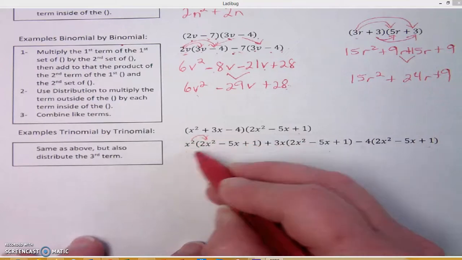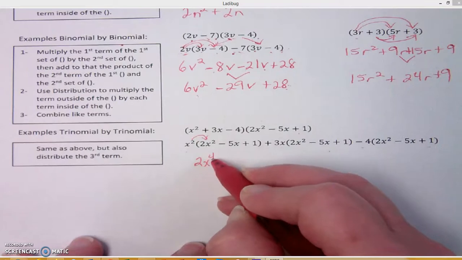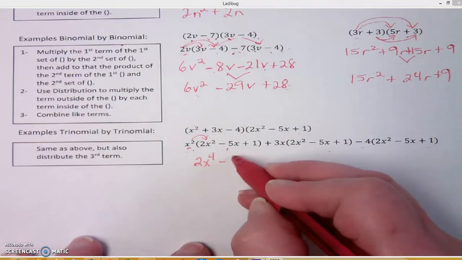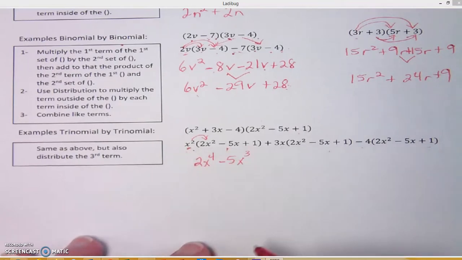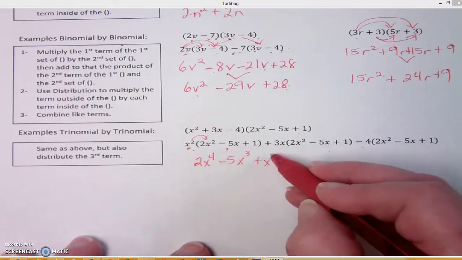X squared times 2x squared is going to give me 2x to the fourth. And then I'm going to multiply this times my middle term. I get -5x to the third. X squared times x, add the exponents and get 3. X squared times 1 is just itself, x squared.